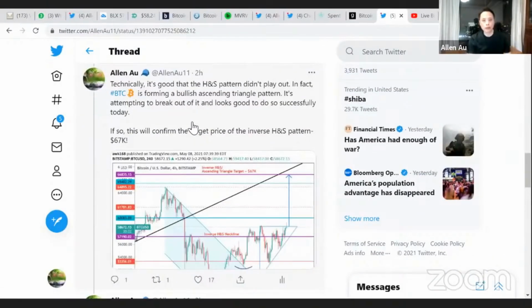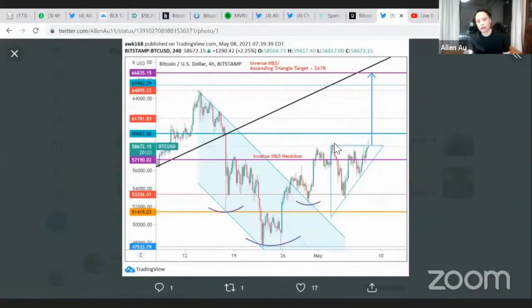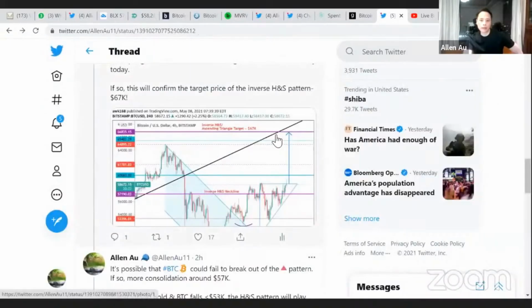If you follow my tweets, I was saying that if Bitcoin falls below $53,000, we have a potential of setting up a head and shoulders pattern, but that didn't happen, so that was good. Now we're seeing an ascending triangle being formed. The target based on that chart pattern can actually go straight up to the price target of the inverse head and shoulders pattern. You see that? I'm watching to see if it plays out. If it does, we can see a price target of $67,000.